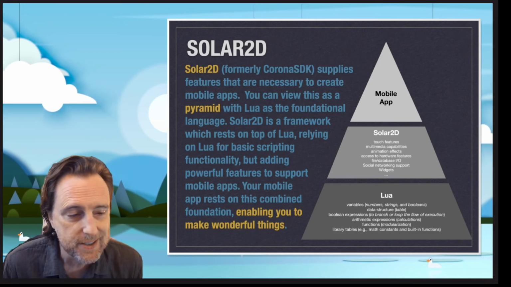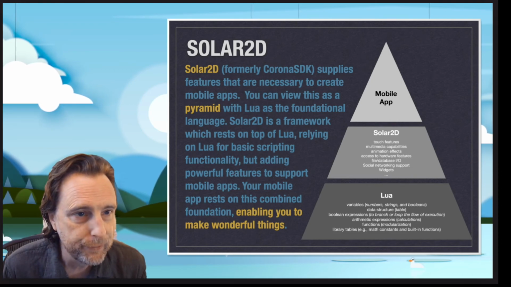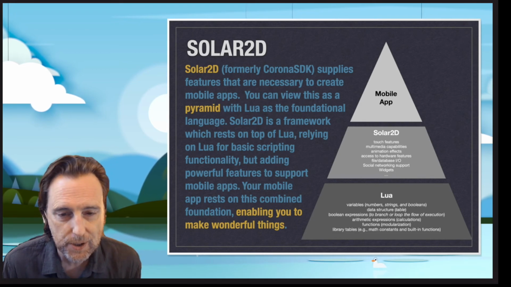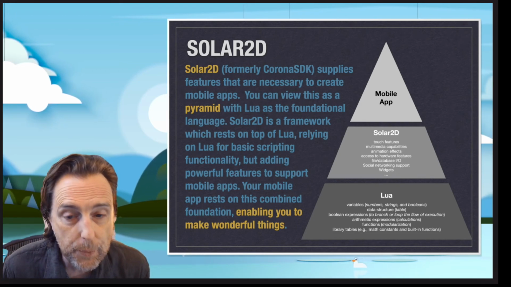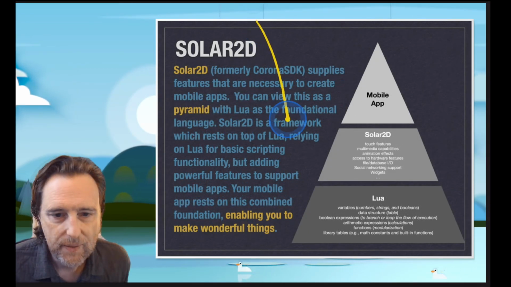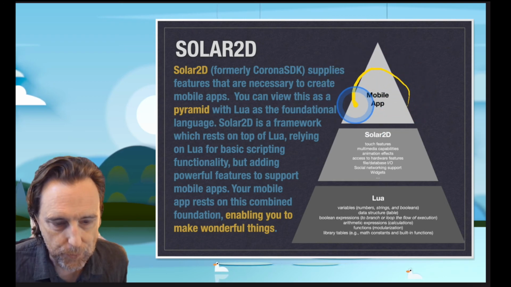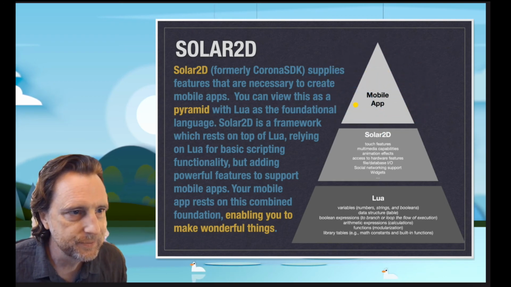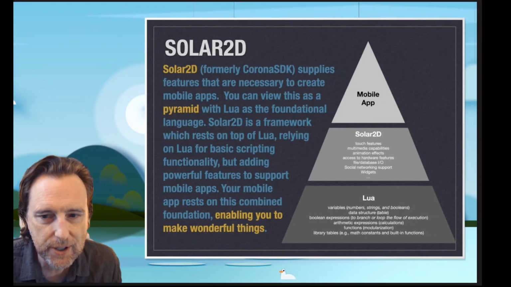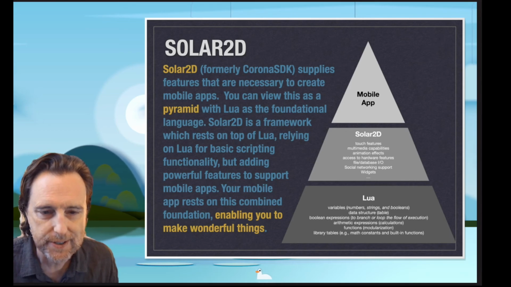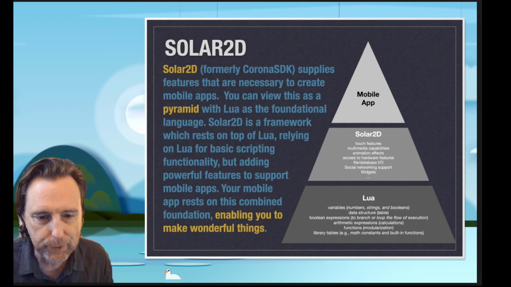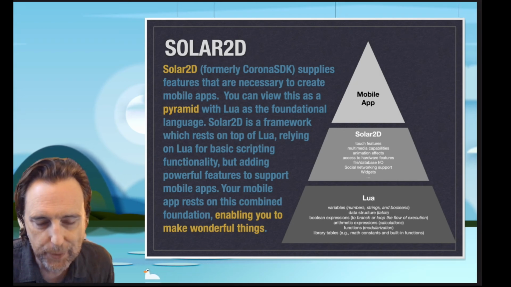Essentially, Solar 2D is a layer of tables and functions that sit on top of Lua. So we get everything that's in Lua when we use Solar 2D, and then we also get all of the features added by Solar 2D. That's our mobile app, then rests on everything. When I say Lua / Solar 2D, it's not trying to confuse you. I'm just saying it's this ecosystem of Solar 2D features that are built on top of Lua features, and we get all of it.